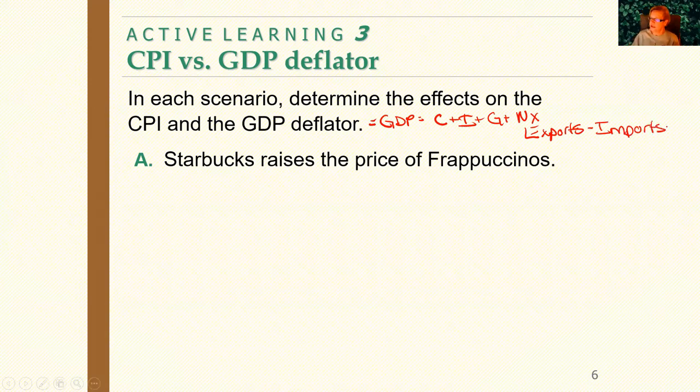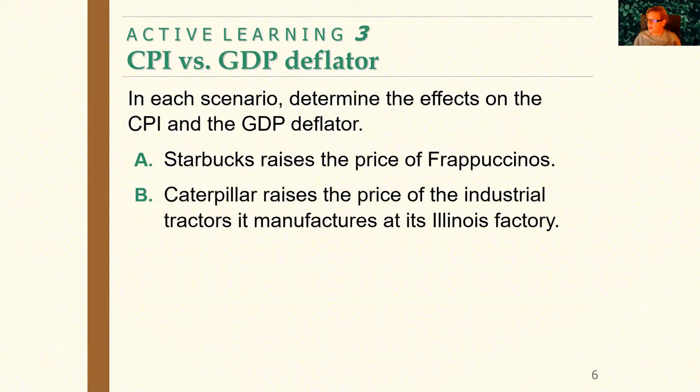Okay, so Starbucks increases the price of Frappuccinos. Let's do the CPI first. Because consumers are purchasing these, what's going to happen is the CPI is going to go up. And because it is consumption under GDP, the GDP deflator will also increase as well.